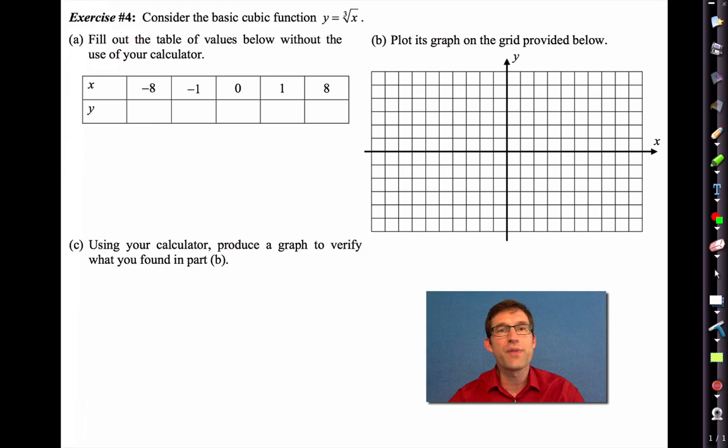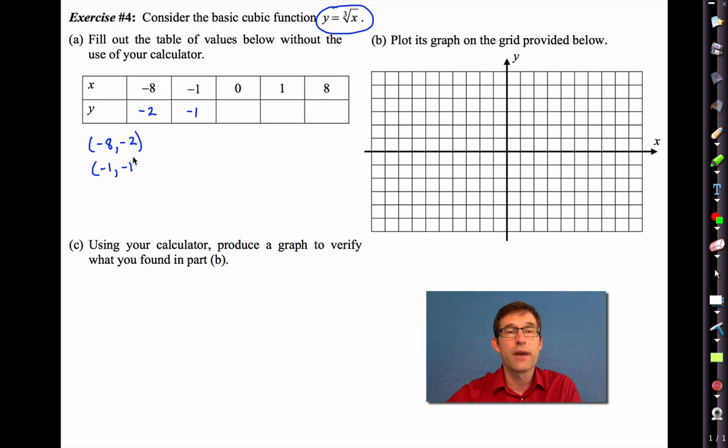Now we could certainly put this into the TI-84 Plus and generate every value we needed from a table. But for the basic cubed root graph, let's do it by hand. I've listed out the 5 nicest, smallest perfect cubes. For instance, the cubed root of -8 is -2, which corresponds to the point -8, -2. The cubed root of -1 is -1, corresponding to the point -1, -1.